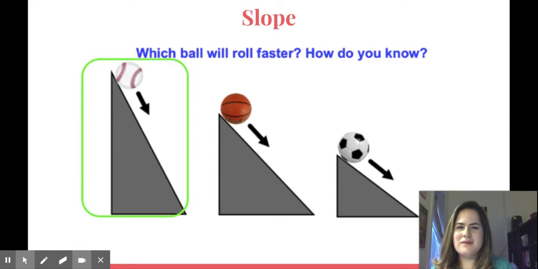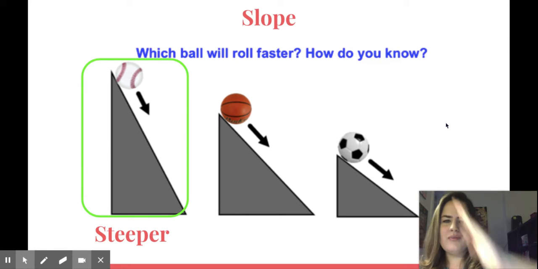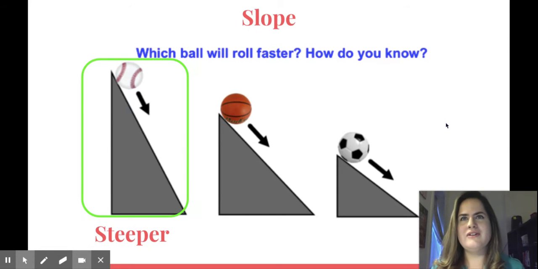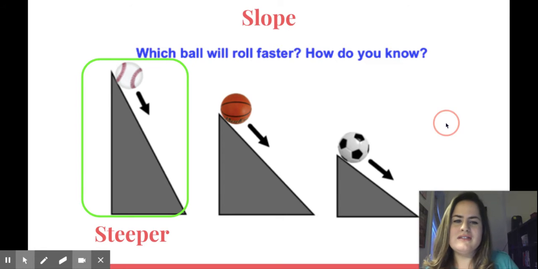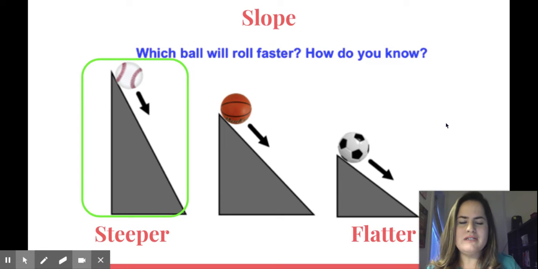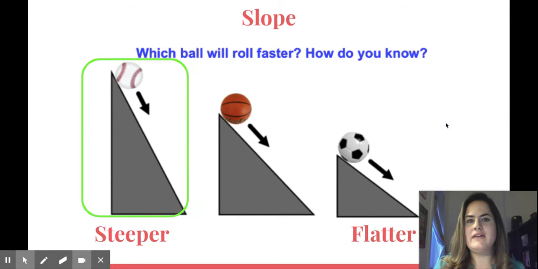If you guessed the baseball, you are correct. Now, why does that roll the fastest? Because it's on a steeper slope. Steeper meaning more vertical, more up and down, kind of like the hill from 3rd Avenue to Lex versus the soccer ball, which is flatter, which is more like the lack of hill from 1st to 2nd Avenue.